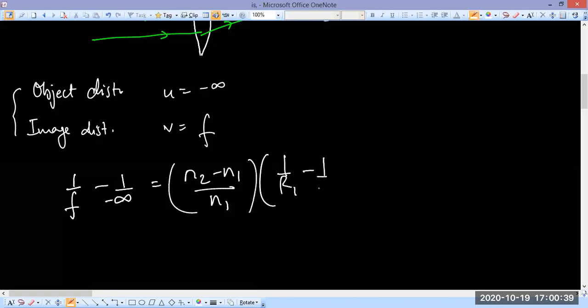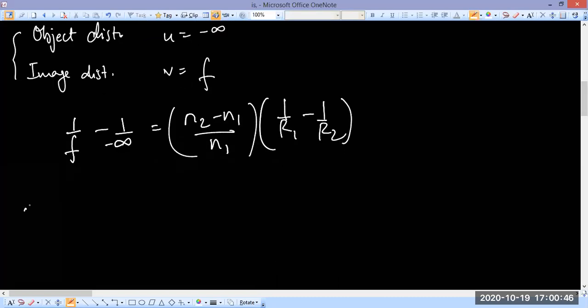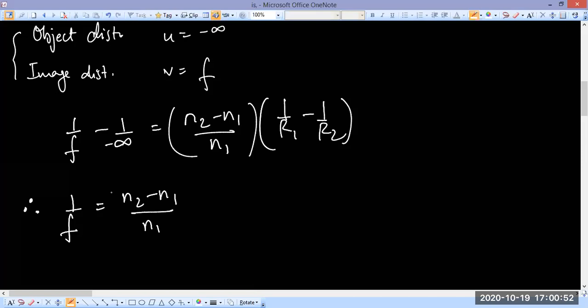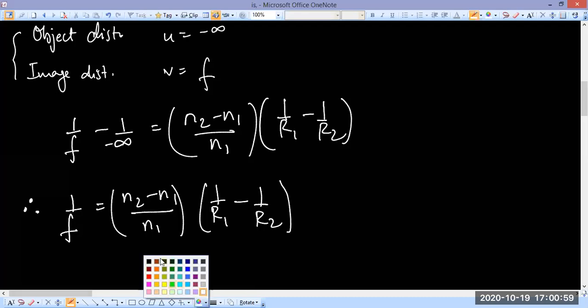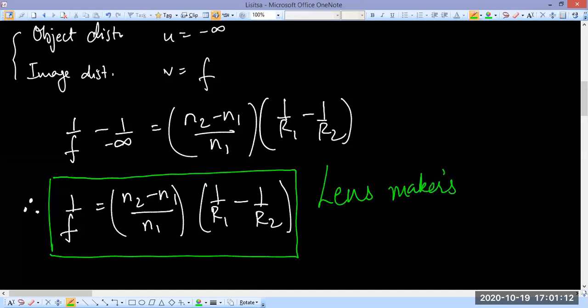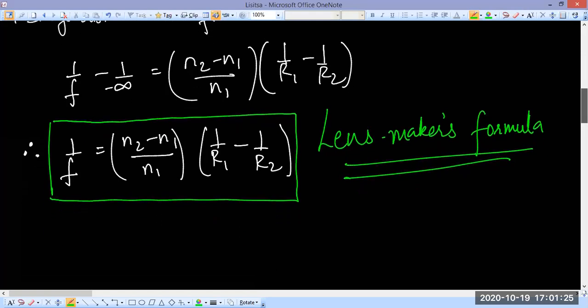Just one minute, it's almost done. So 1 by infinity is 0. Therefore we get a very important formula: 1 by f is equal to (n2 minus n1) into (1 by r1 minus 1 by r2). This is called the lens maker's formula. Not the lens formula, everyone. It's called the lens maker's formula. Whoever has to make a lens has a lot of use for this formula.